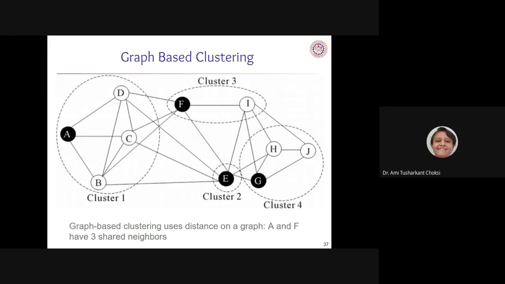Now what do we say? The distance we can find, right? Graph-based clustering uses distance on a graph. A and F have shared 3 neighbors. We consider this A and this F. So how many neighbors are they sharing? They have D, C and B, right? These 3 neighbors they are sharing, fine?